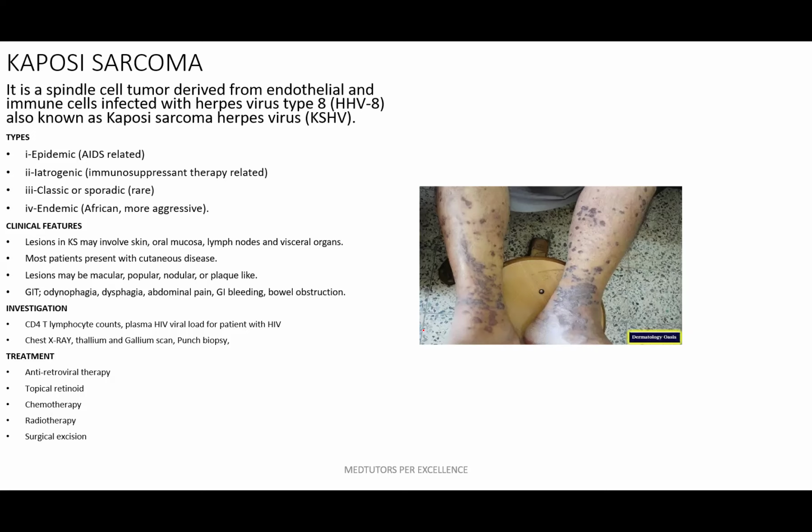Now, you do their CD4 count, you have to screen them for HIV, do CD4 count, viral load, do X-ray, take a biopsy from that lesion. The treatment, of course, is antiretroviral drugs, topical retinoid, chemotherapy, radiotherapy, and excision.